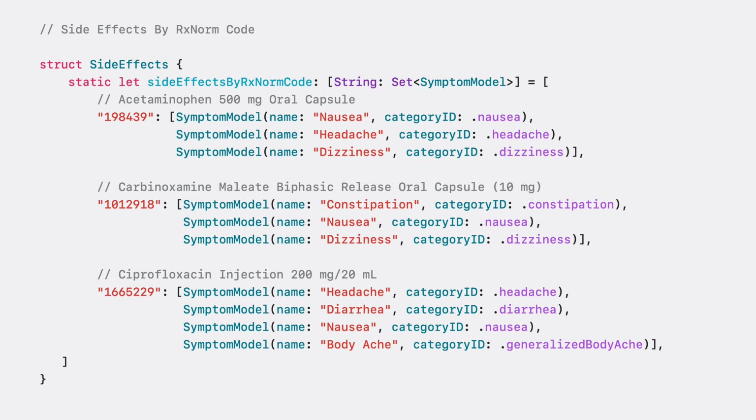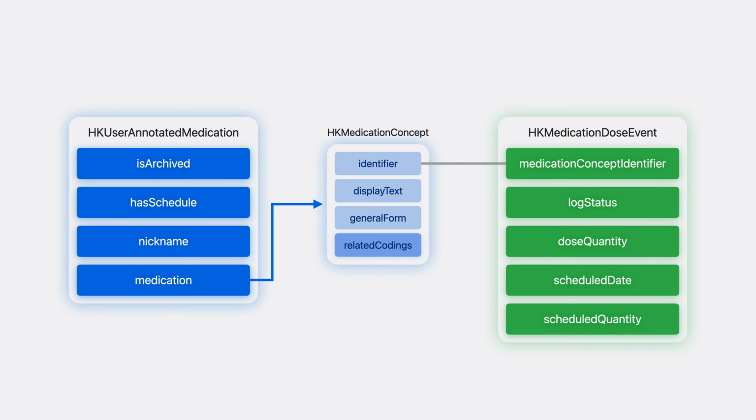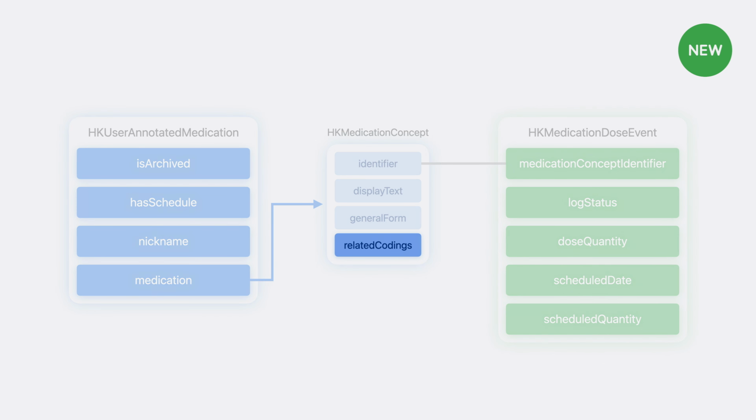RxNorm encodes clinical drugs as unique identifiers that represent an individual concept. I encoded the associations I researched in a static structure in my app. I'm going to show you how I related a medication to a list of side effect sample types through RxNorm codes. First, let's take a look at the diagram that Eric showed earlier.